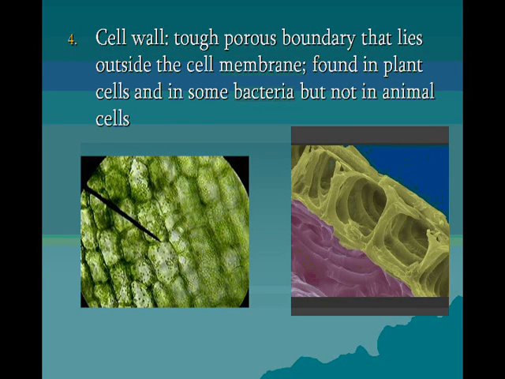Something that plant cells have but animal cells do not is a cell wall. And a cell wall is a tough but porous boundary on the outside of the cell membrane. It's found only in plant cells and some bacteria, but not in animal cells. So plant cells have both a cell membrane and a cell wall, whereas animal cells have only a cell membrane.